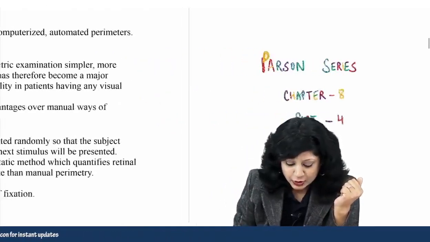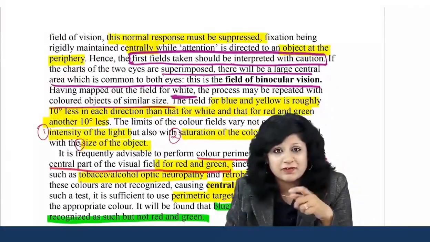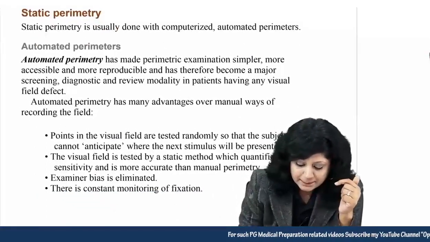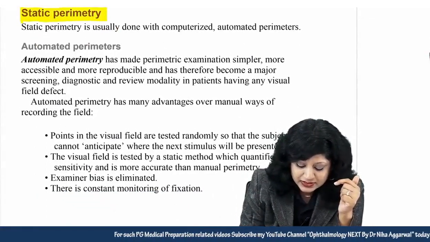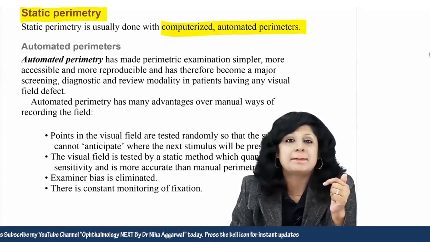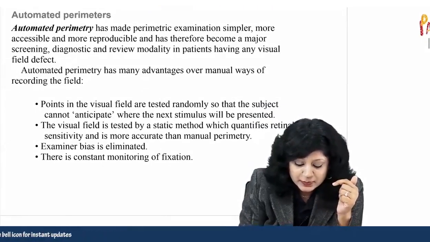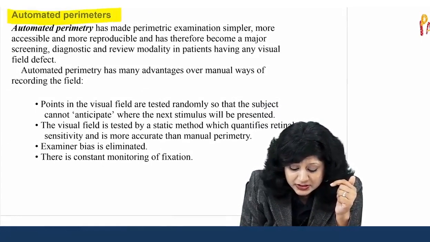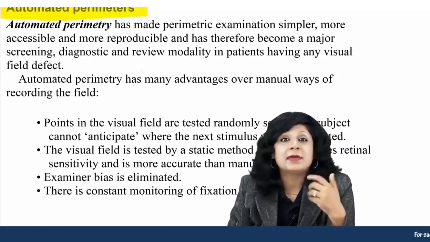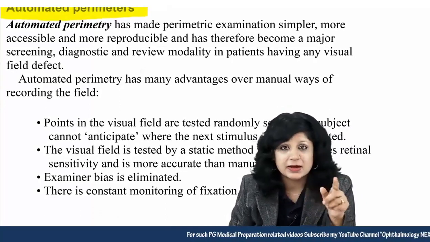Okay, so last time we had seen the kinetic perimetry. Today we'll be starting with the static perimetry. Static perimetry is usually done with the computerized automated perimeters, right? Now first we start with the automated perimeters. Automated perimetry has actually made life quite simpler and easier because everything is computerized there.